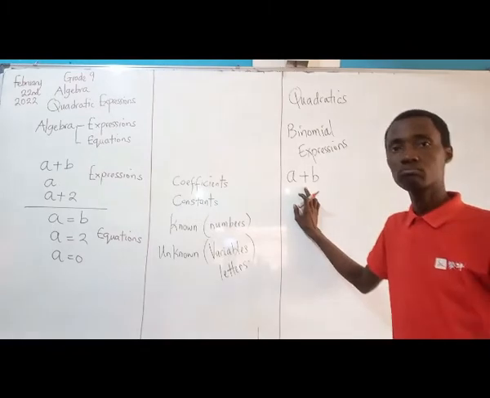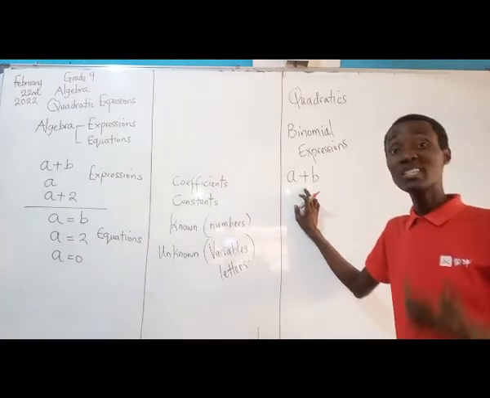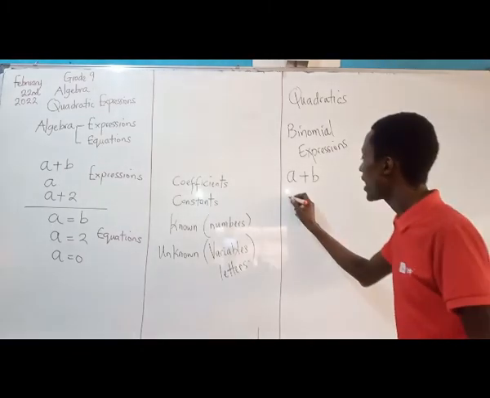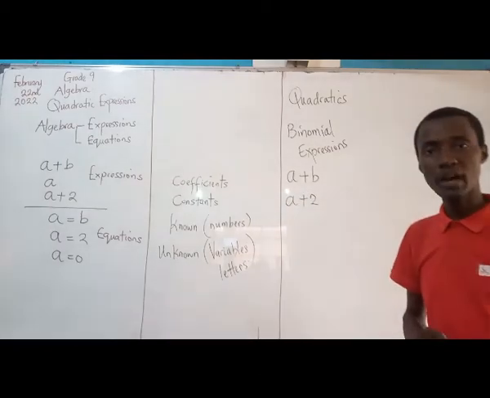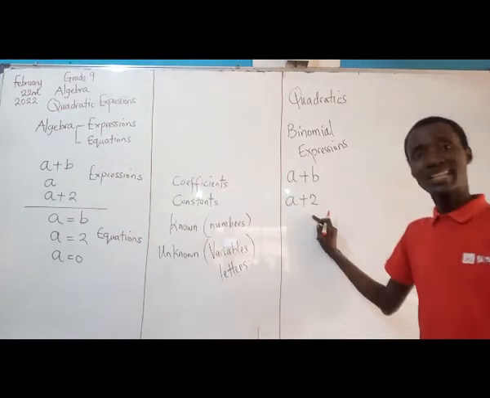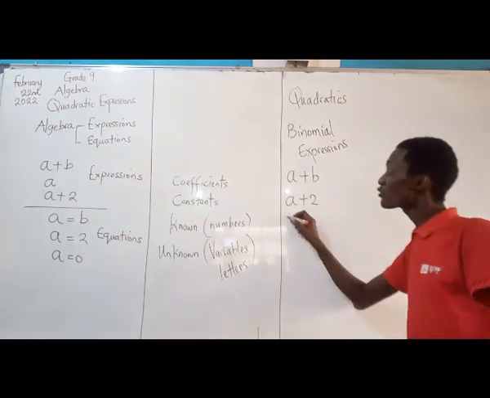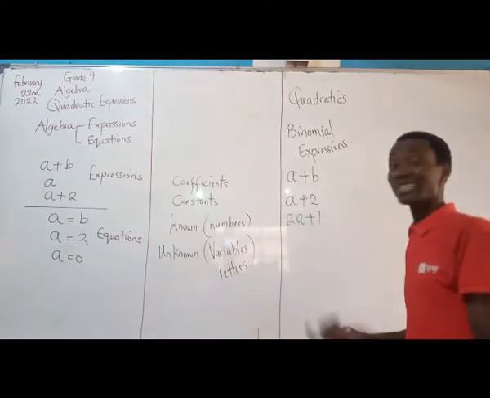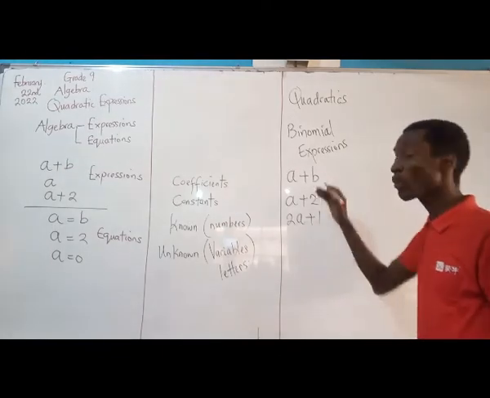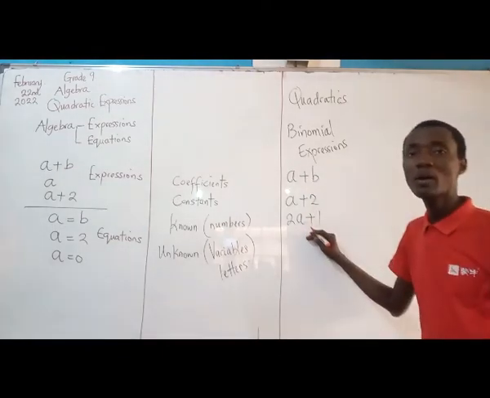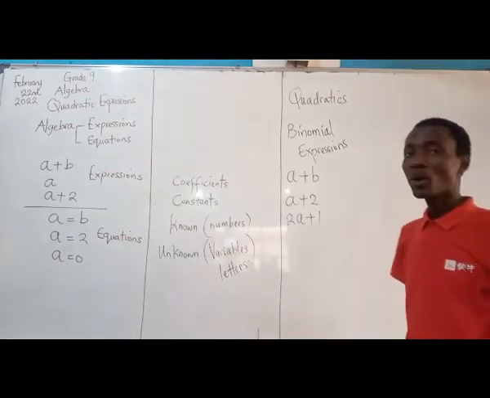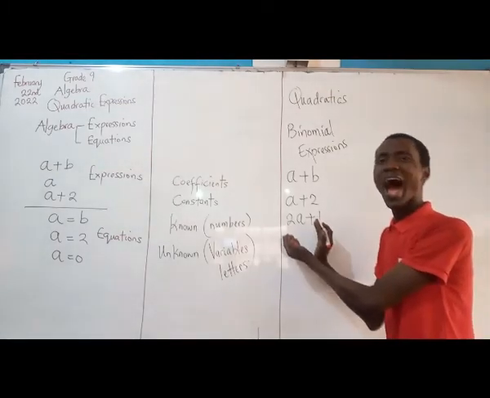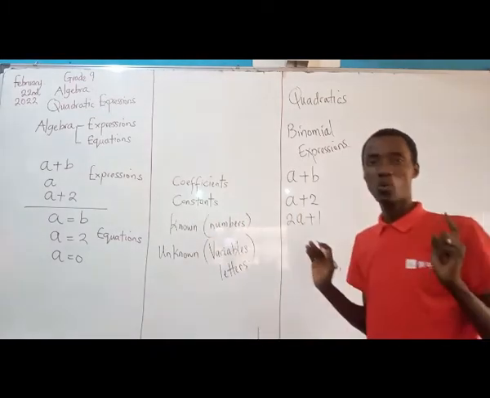Bi means two, nomial means terms. So if I have A plus B, that's a binomial. If I have A plus 2, that's another binomial. If I have 2A plus 1, that's yet another binomial. So all of these are what we call binomials.